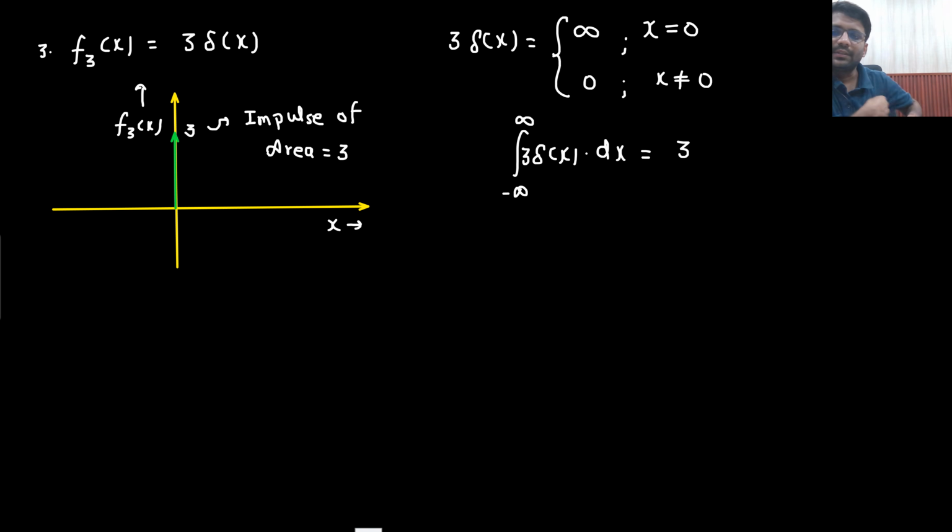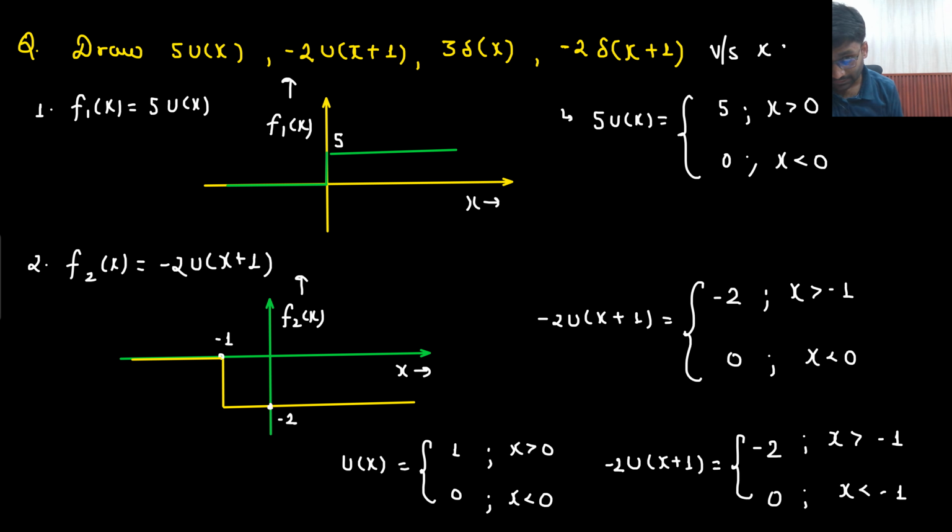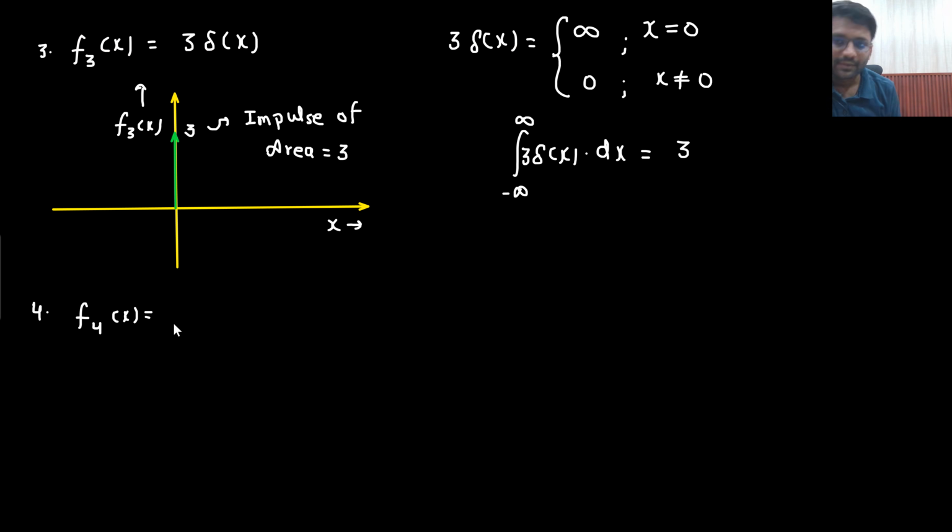Okay. Next, f4x. What is that? Minus 2 delta x plus 1.